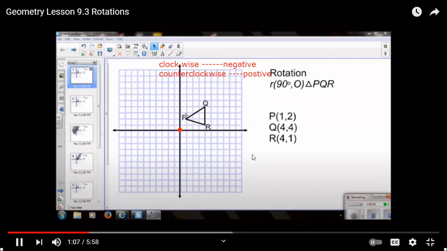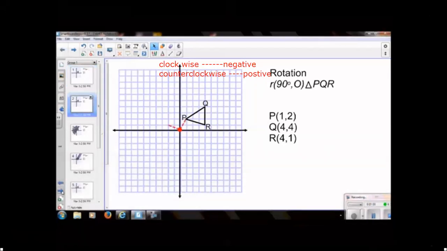Point P is at 1, 2. And what I have to do is measure it to the origin. So I'm going from point P to the origin. And then I need to go the same distance this way that I went this way. And I need to make sure that it's 90 degrees. And that will be my new point.